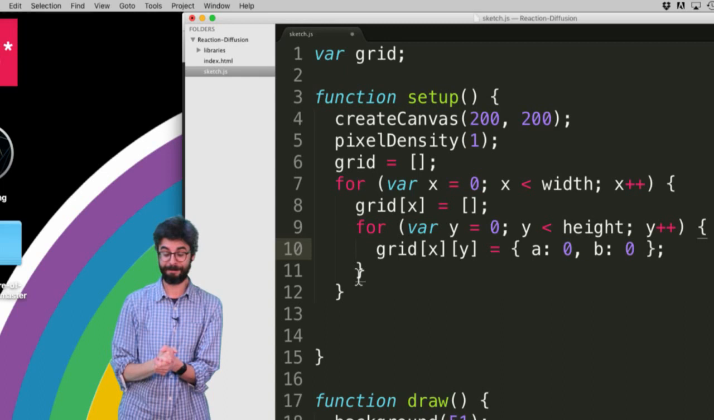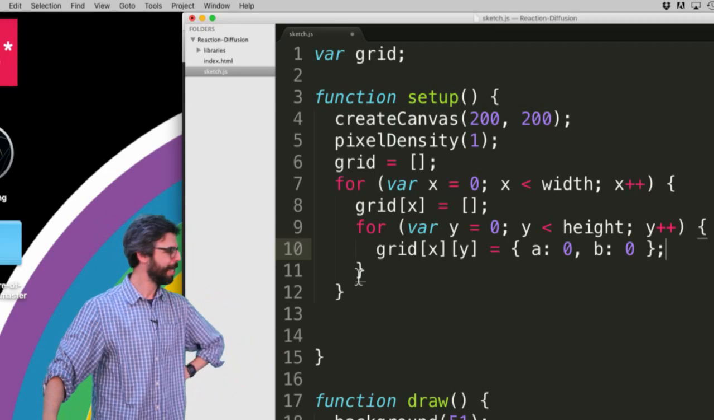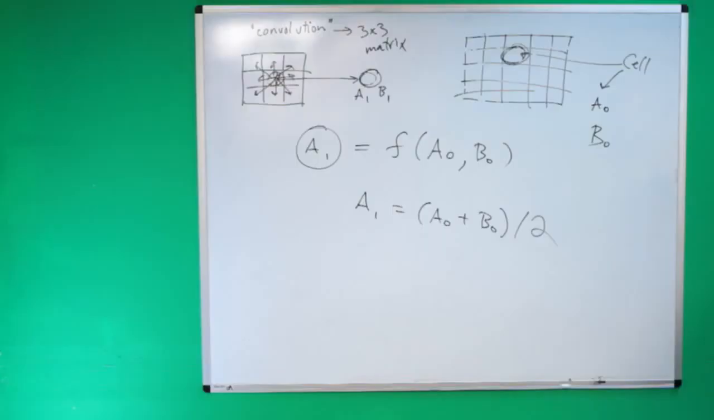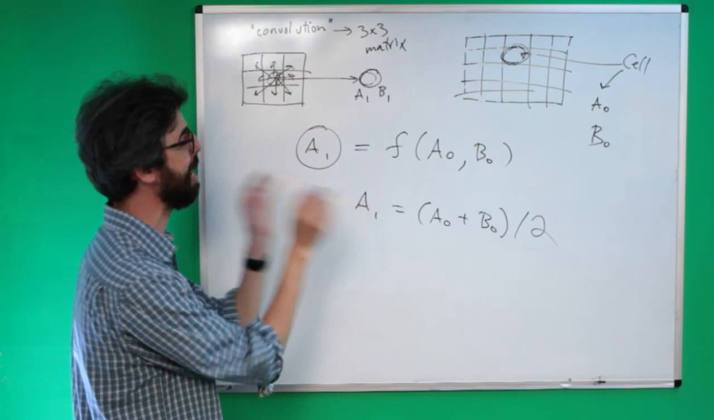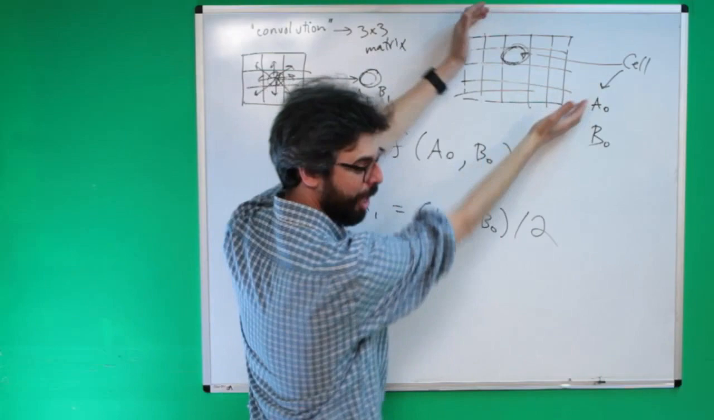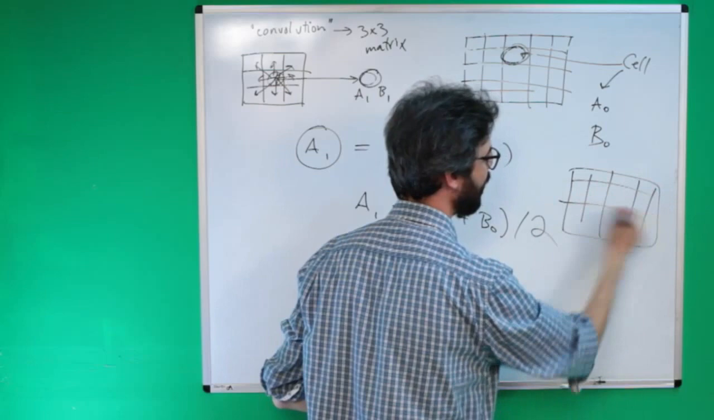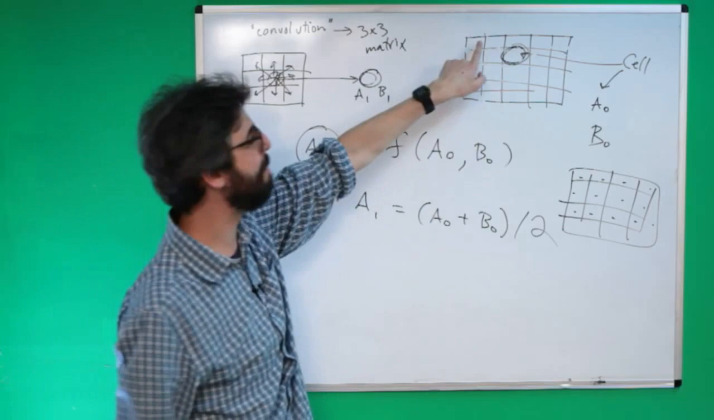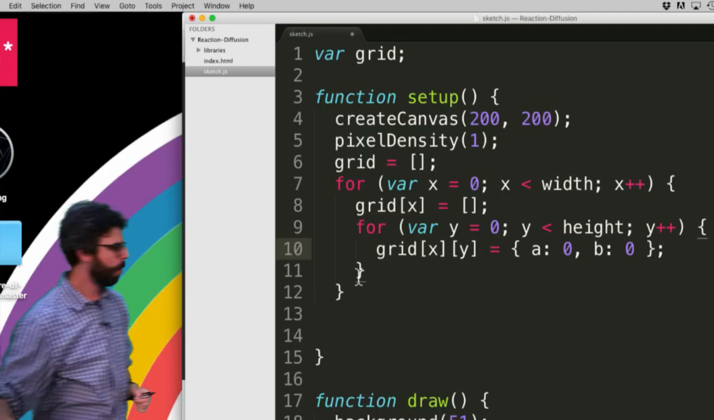Yay. Now, here's the thing. In order to make this work, it's all built on this idea of I need to get the next generation amount of A. If this grid is the snapshot of all the chemicals in a current generation, I need a completely separate grid to start filling in the new values. Because if I were to use the same grid, if I start overwriting the values in that grid while I'm checking other values' neighbors, everything's going to get all messed up. So I'm also going to create a variable here called next.